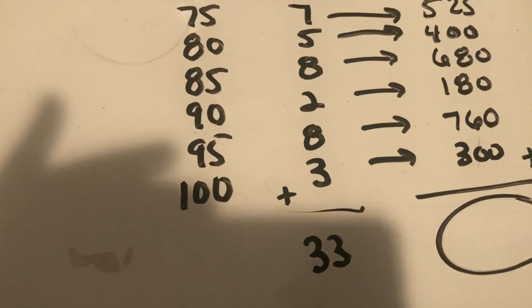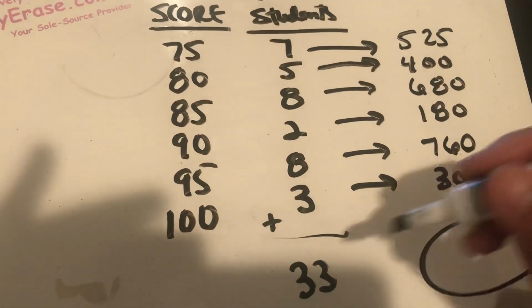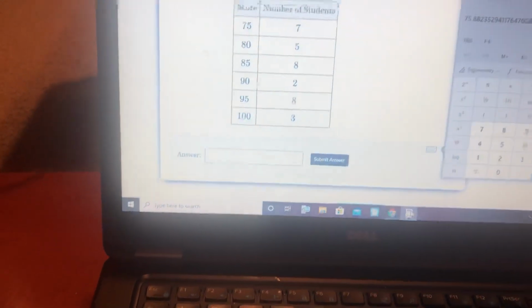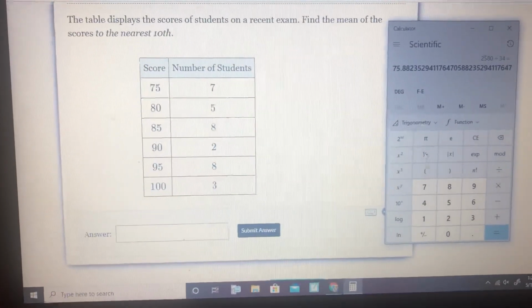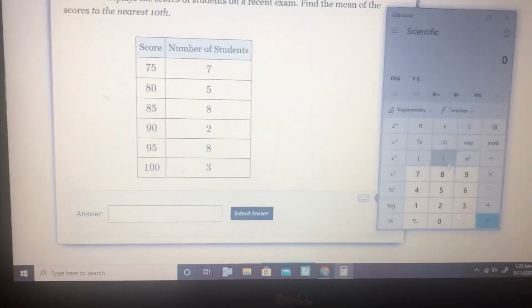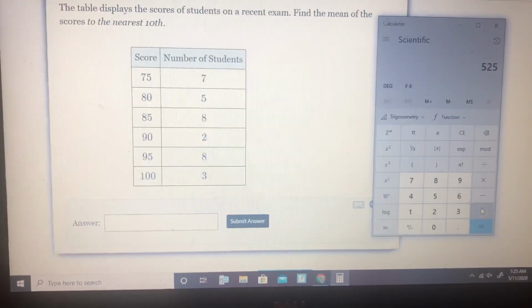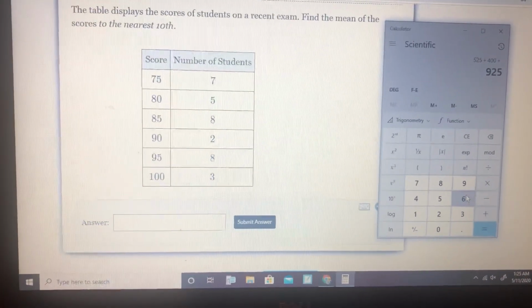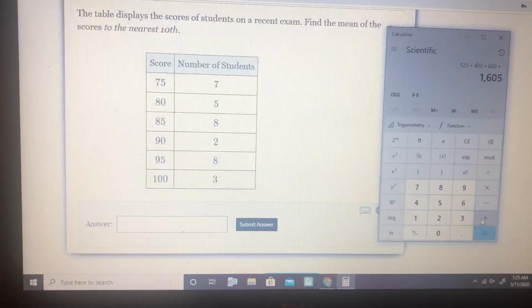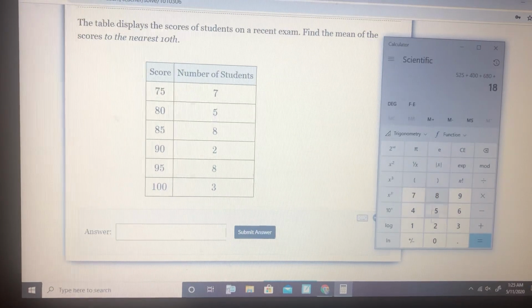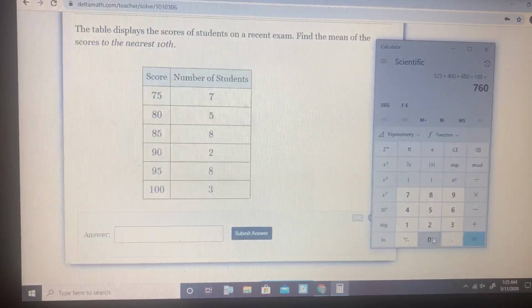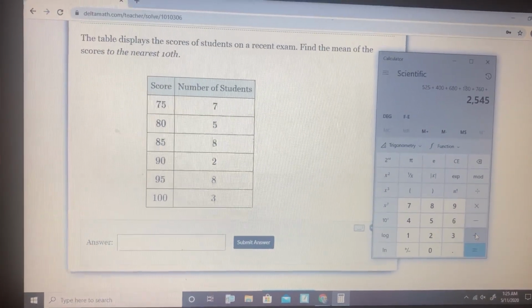So in order to get my answer, I'm going to take the sum of all these and divide it by 33. In order to find the sum of all those, I'm going to go ahead and use the calculator on my laptop. And so let me clear that for you. The first number we wrote down was 525. The second number was 400. The third number was 680. The fourth number is 180. The fifth number is 760. And the last number is 300.